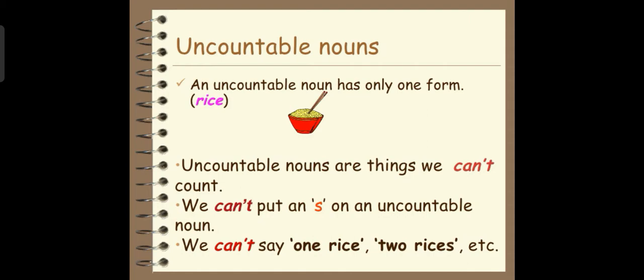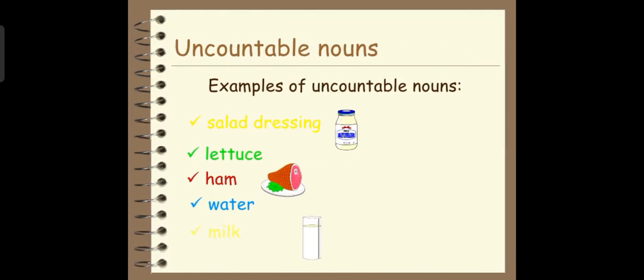An uncountable noun has only one form. We can't make their plural. Uncountable nouns are things we can't count. We can't put an S on an uncountable noun. We can't say 1 rice, 2 rice, etc. So an uncountable noun has only one form. Like rice, only rice, not rices. Other examples of uncountable nouns are salad dressing, not salad dressings, lettuce, ham, water, milk.